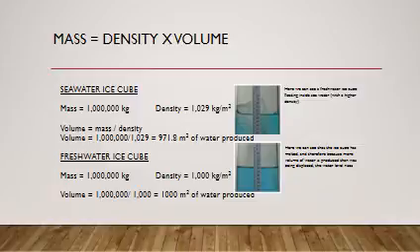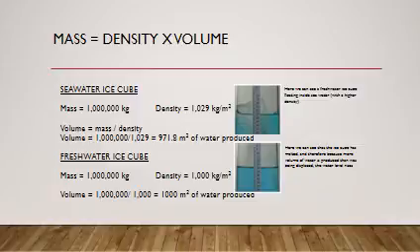So let's first look at a seawater ice cap with a mass of 1 million kgs and a density of 1029 kgs per meters cubed. So we put this into our equation and we get a volume produced of 971.8 meters cubed of water, because the seawater and the ice cube have the same density. The amount of water that this ice cube displaces is equal to the amount of water it will melt into, and therefore will not change the sea level.